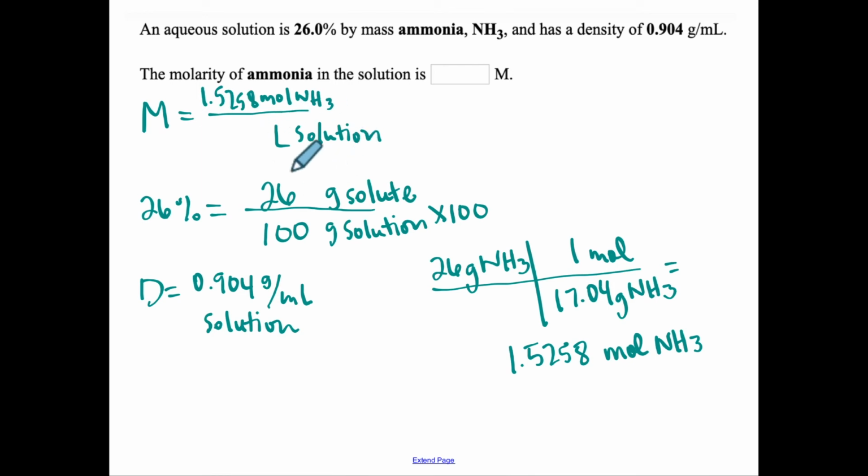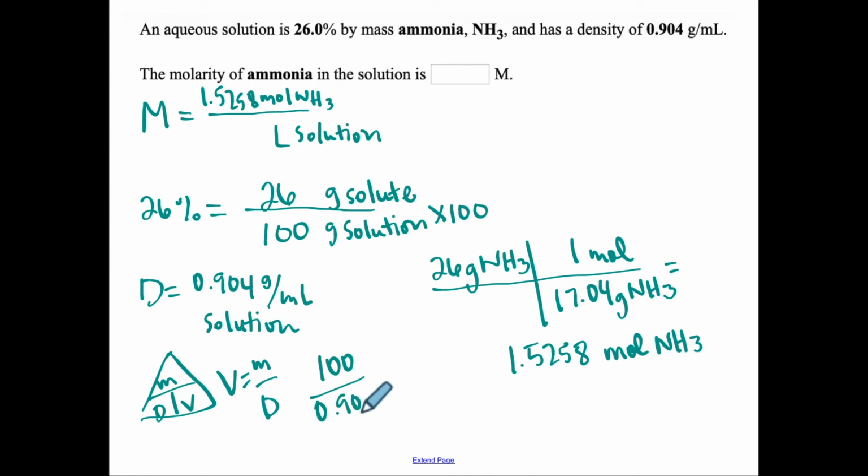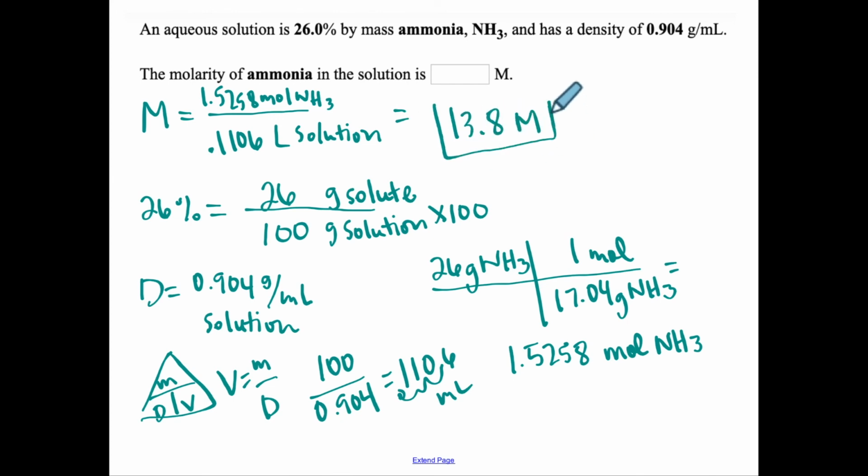Now we want the liters of solution. That's a volume. We still have our 100 grams of solution, and we know the density of the solution, so we use our density formula. We are trying to solve for volume, so we take mass divided by density. So we take 100 divided by 0.904, and we get a volume of 110.6 milliliters. We need that to be in liters, so we slide the decimal. We get 0.1106 liters, and then we take 1.5258 divided by 0.1106, and we get 13.8 molar for our answer.